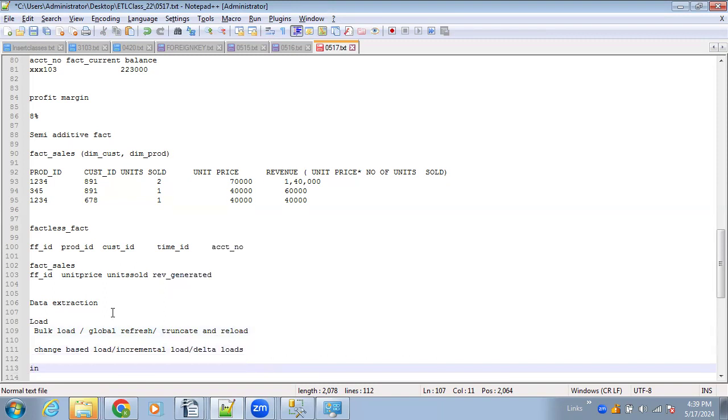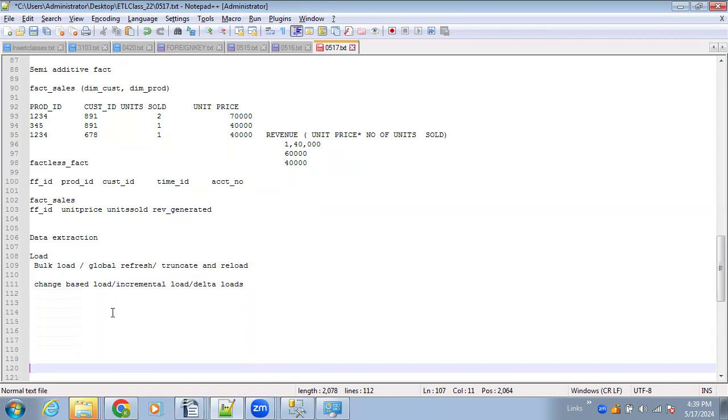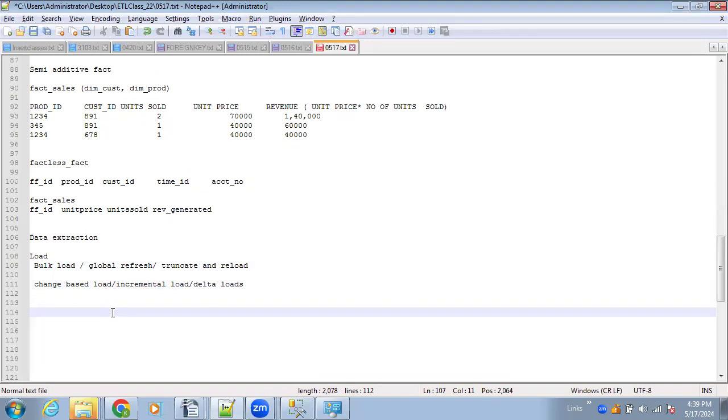With change based load, incremental load, what do we mean by that? So today I got an example, 10 employees details or 10 products details in my file.